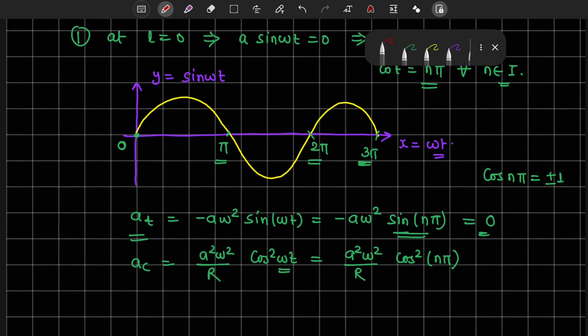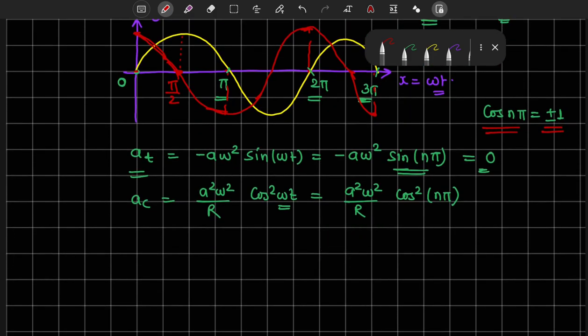Let us draw the graph of cos of omega t. So at omega t equal to 0, cos omega t is 1, and at pi by 2 the value of cos is 0. So the graph will look something like this. We can see at pi by 2 the value is 0, at pi it is minus 1, at 2 pi it is 1, and again at 3 pi the value is minus 1. So cos n pi is either plus 1 or minus 1.